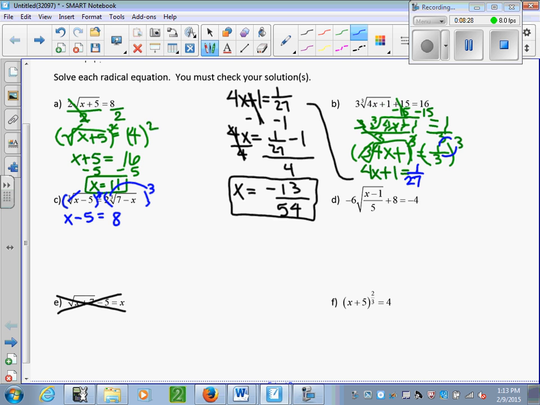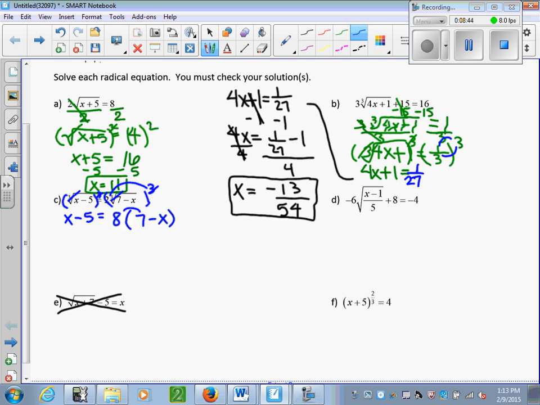2 times 2 is 4, times 2 is 8. And then the cube and the cube on the outside will cancel for this radical and leave me with a 7 minus x. Okay? Alright, so at this point, what I would do is distribute this 8 and get rid of these parentheses.